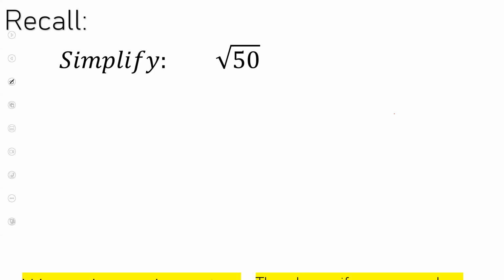So before we begin today's lesson, I'm going to start with a review. Do you guys remember simplifying these? Our first step is to get two numbers that multiply to 50. Good, thank you. 10 times 5 will give me 50. Now we're going to simplify this 10. Yep, 5 times 2 is 10.